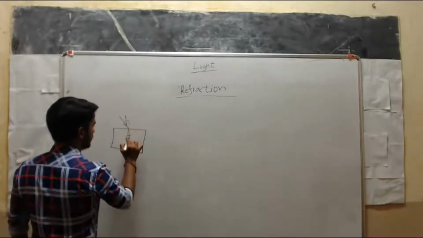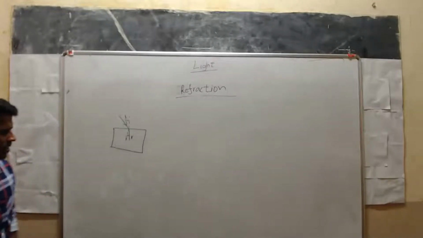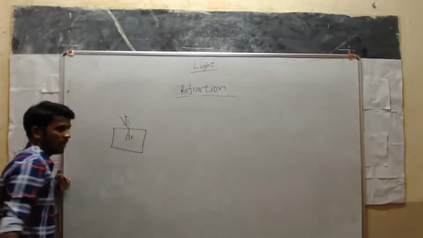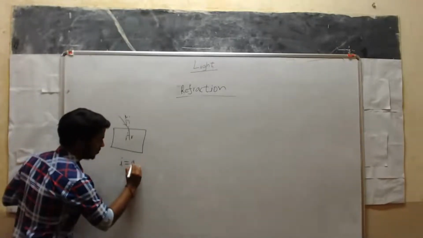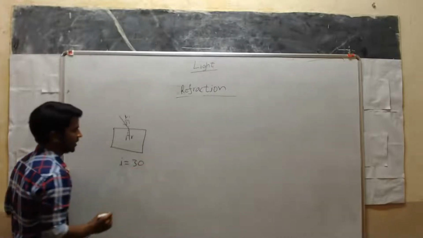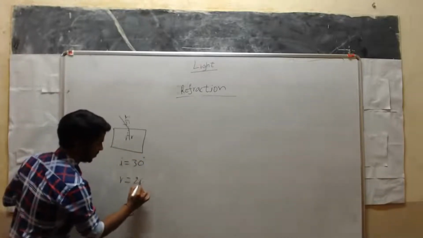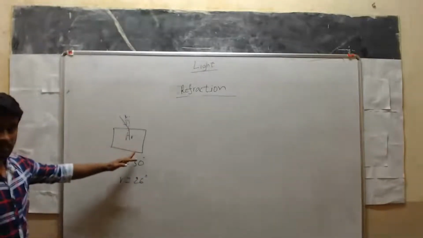This is I, this is R. Okay, so now just imagine, I'm not taking the exact value. I take the angle of incidence as 30 degrees, I equal to 30 degrees. Then the angle of refraction is say 26 degrees. I'm taking these just roughly, these are not exact values.